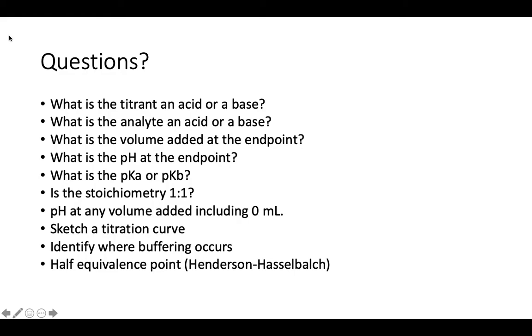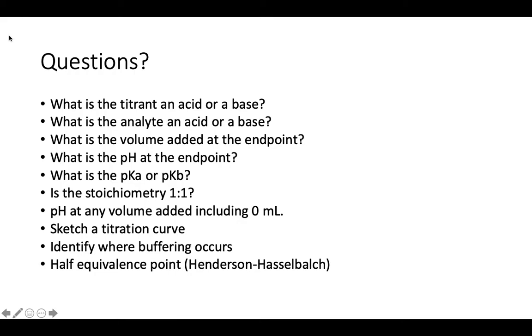The volume added at the end point. So now you're looking for the point that has the greatest change in slope or is almost vertical, and that will tell you the volume of the titrant that you've added, or amount of analyte you've added. It'll tell you how much you've used from the burette. The pH at the end point, you're going to take that part that's most vertical and find the midpoint of that, go over to the y-axis, and that'll tell you the pH at the end point.